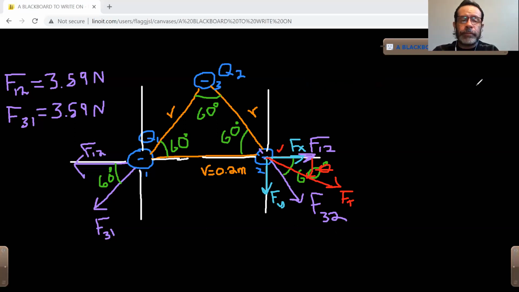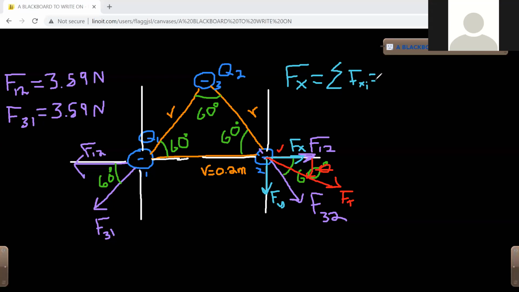Yes, Alex, go ahead. So the force 12 wouldn't be negative if it's going the other way of the x-axis? No, you're correct, Alex. But right now, I'm just writing down the magnitude here. The 3.59 is just the magnitude. I'm not indicating the direction. I'm going to indicate the direction in the next step, which is when we're going to be calculating the forces in x. This is going to be the sum of the forces in x.